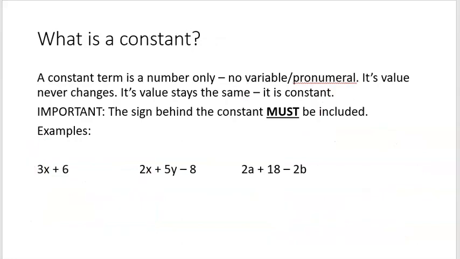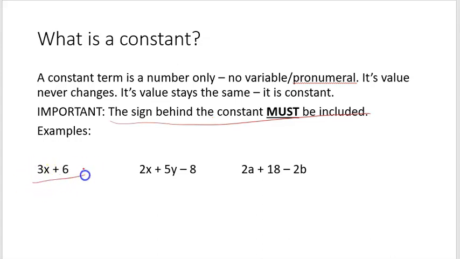So what is a constant? A constant term is a number only, so there's no variables or pronumerals. Its value never changes. Its value stays the same. It's constant. The important thing you need to remember is this: the sign behind the constant or next to the constant must be included.